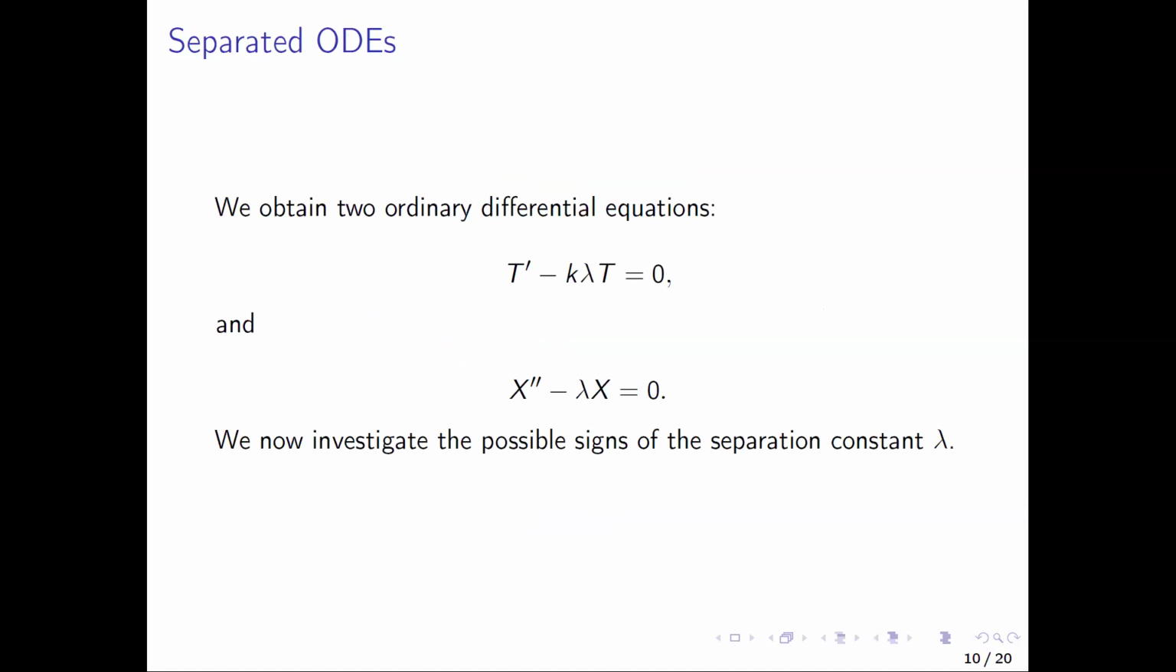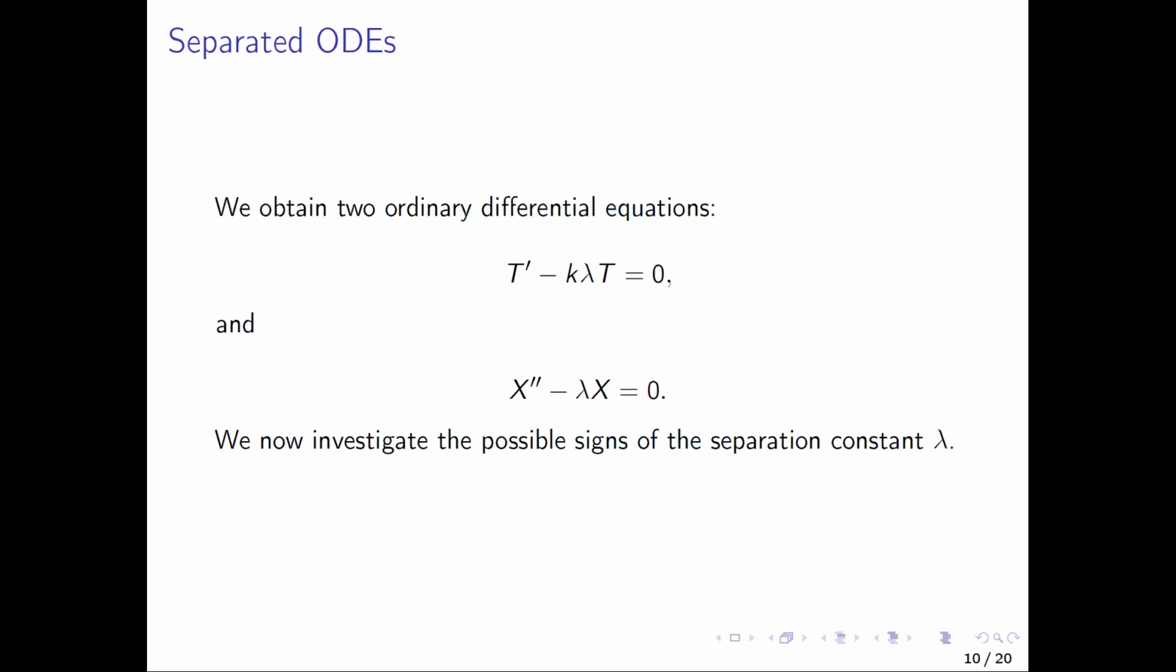Here, the separated ODEs can be written as, say that t prime over k t is equal to lambda. So you will conform it into an equality form by doing an inner outer product and transposing to the left. You get the ODE like that. And the second ODE is x double prime over x is equal to lambda. So you can convert it into a form like that. Now we will investigate the possible sign of the separation constant lambda to analyze it. Okay? To analyze it.